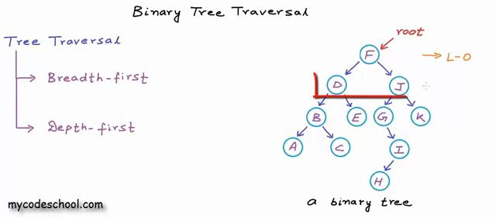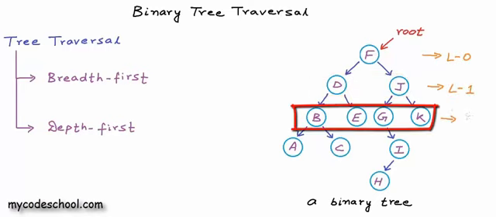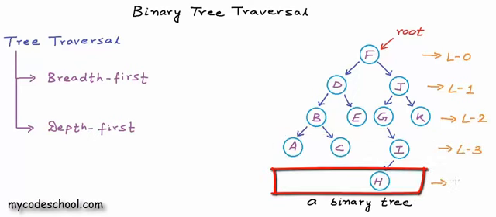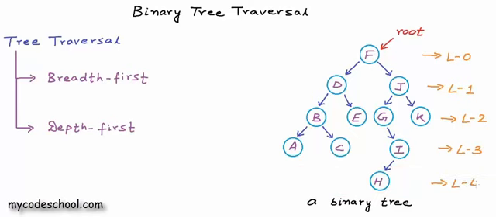These two nodes, D and J, are at depth 1. So we can say that these nodes are at level 1. Now these four nodes are at level 2. These three nodes are at level 3. And finally this node with value H is at level 4.